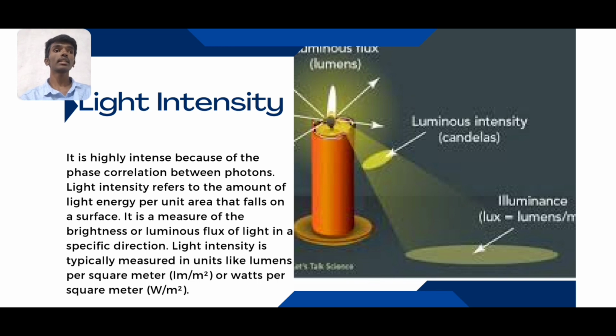Light intensity refers to the amount of light energy per unit area that falls on a surface. It measures the brightness or luminous flux of light in a specific direction. Light intensity is typically measured in units like lumens per square meter or watts per square meter.